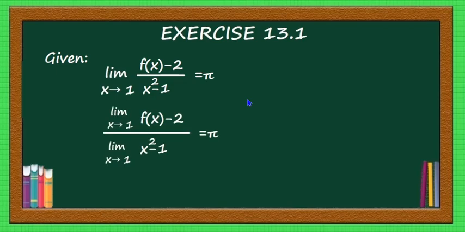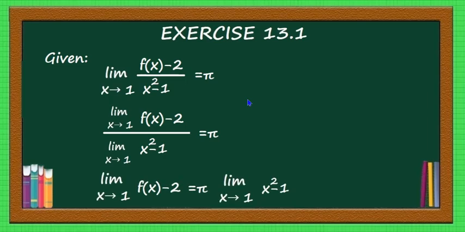Quotient of the limit of the function, limit as x tends to 1 of f of x minus 2 divided by limit as x tends to 1 of x square minus 1. Cross multiplying, you will have limit as x tends to 1 of f of x minus 2 is equal to pi into limit as x tends to 1 of x square minus 1.